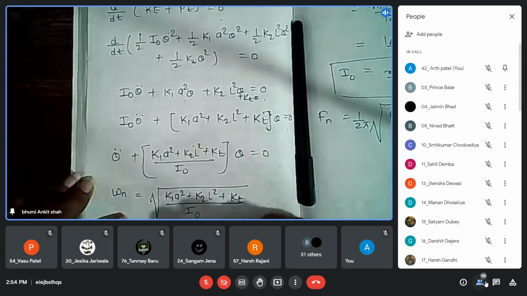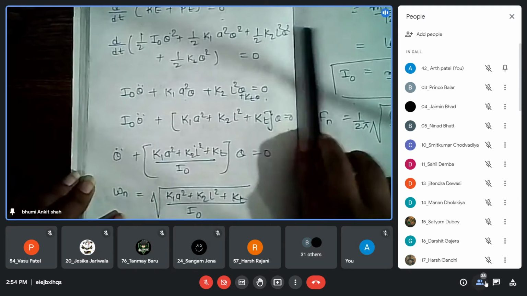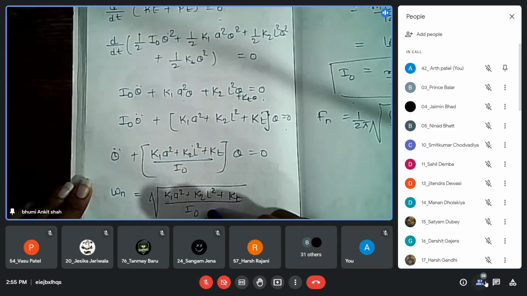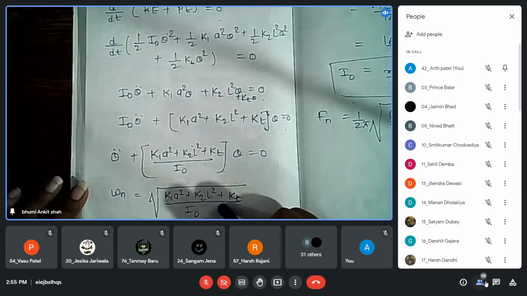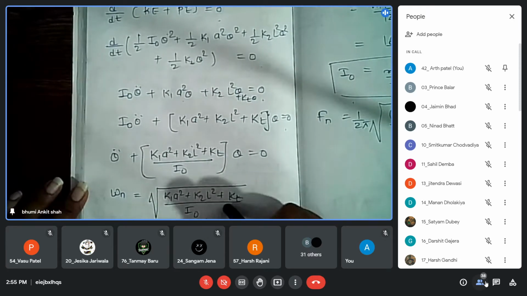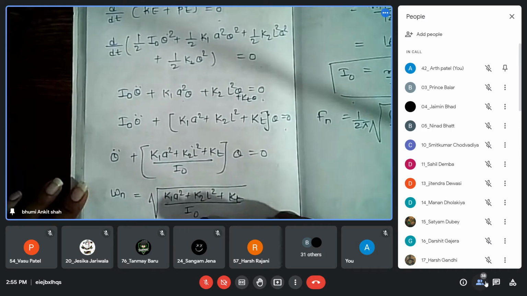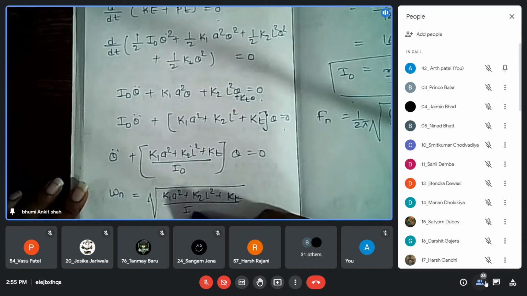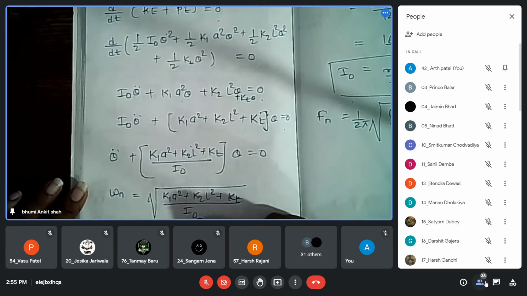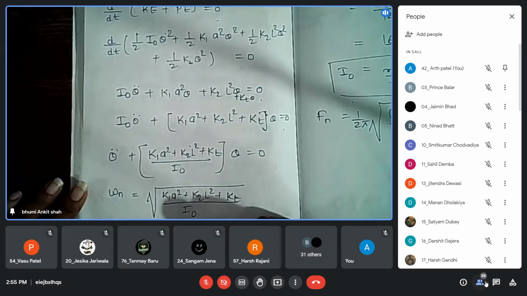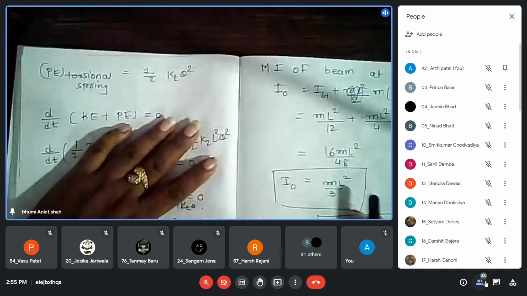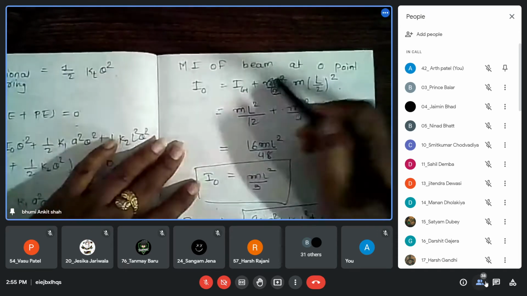Okay. Now, earlier also we were writing for a pulley, I0 is equal to mr square by 2. If it is a pendulum, we were writing I0 equal to ml square. Likewise, we can also write the mass moment of inertia for a beam at point O. Why are we writing O? Because we are calculating the moment of inertia from the fixed point, right? So what is the moment of inertia of the beam at point O?